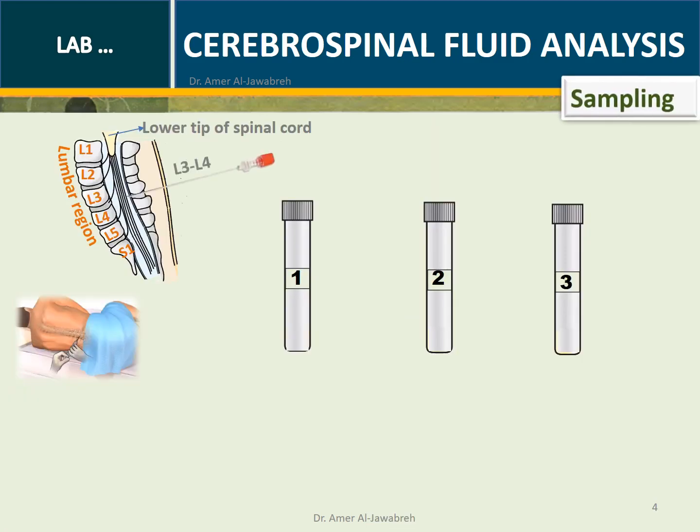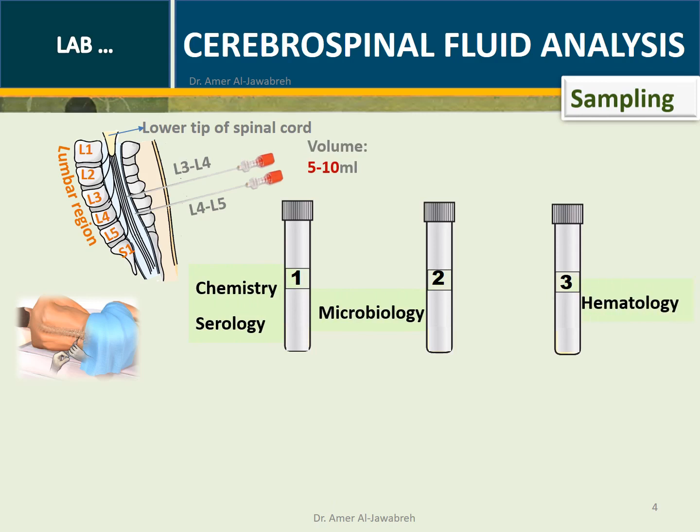CSF sampling. Lumbar puncture into L3-4 or L4-5, taking a volume between 5 and 10 mL. Distribute equally into 3 tubes. Tube 1 for chemistry and serology, Tube 2 for microbiology, and Tube 3 for hematology.